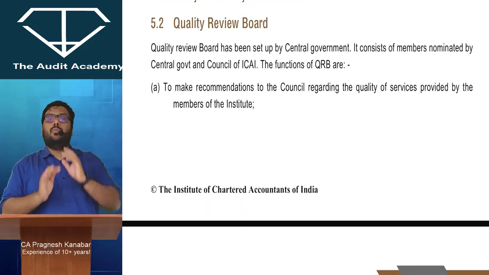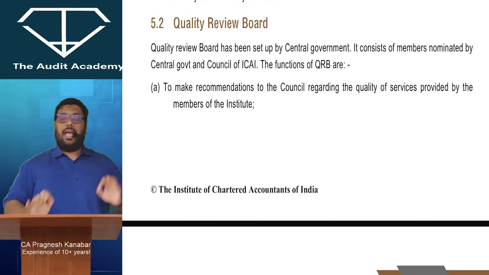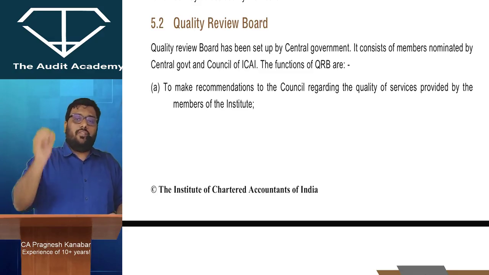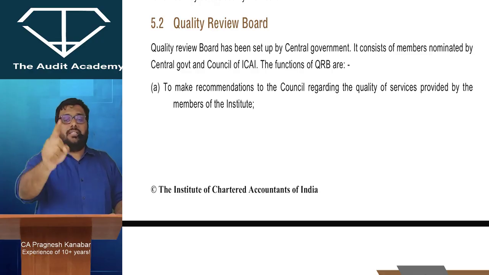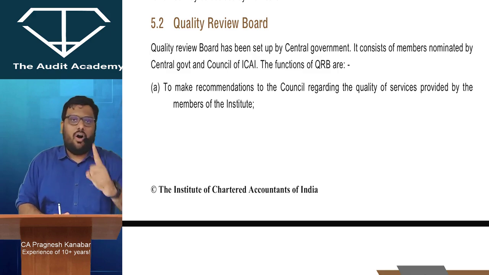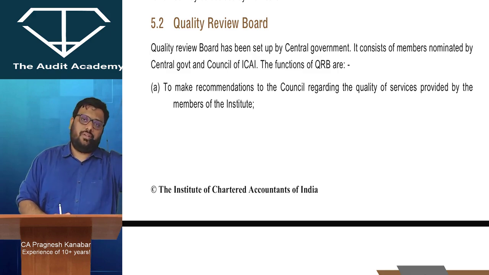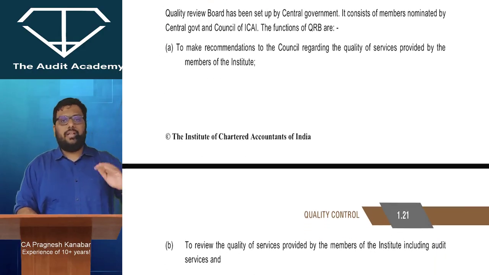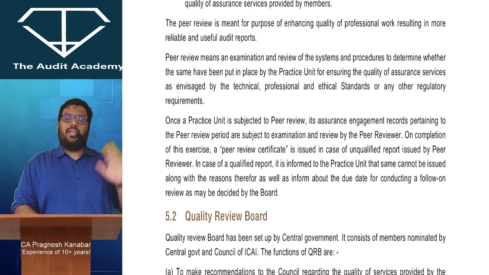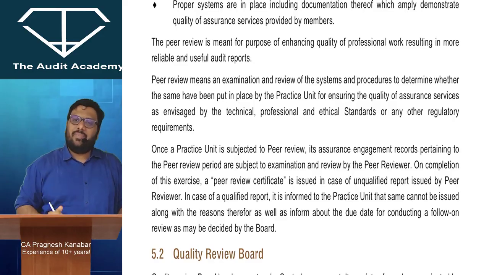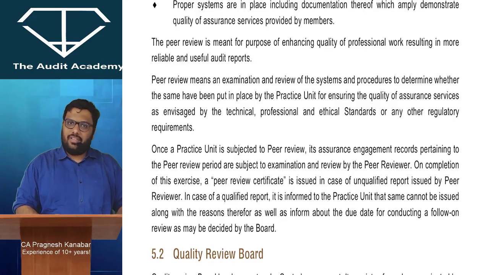Second, quality review board. Quality review board has been set up by the central government, not by the ICAI. Although quality review board is also part of the CA Act 1949, it has been set up by the central government. Quality review board focuses on quality of statutory auditors and no other CA. Only the statutory auditors of some selected assignments. That's it. Once you read once, you will get an idea. In peer review, quality review, they keep on saying whether the quality is proper or not, whether professional, ethical, technical standards have been complied or not. All right. Only one paragraph they have given.